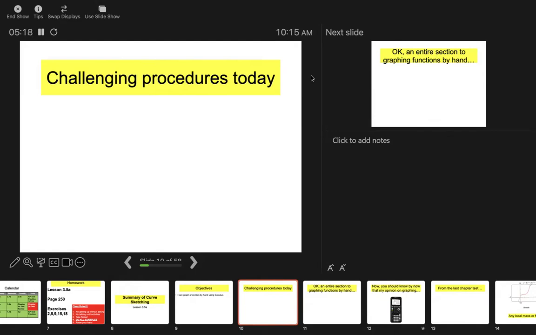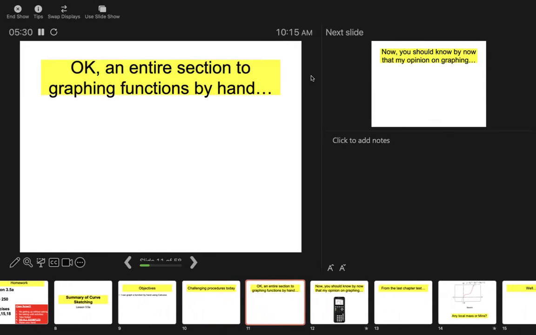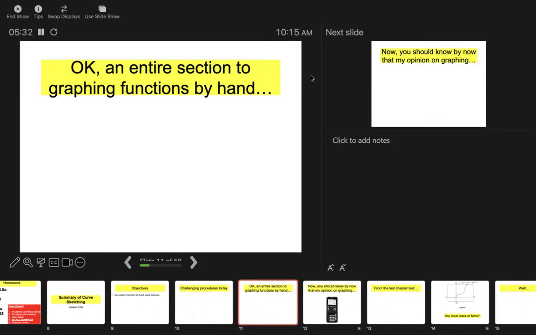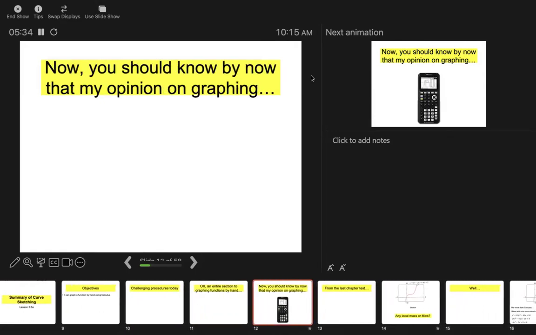And if you notice when I was teaching it, I made the comment a couple times, hey, we didn't really use any calculus when we did the sketch of the curve. We used more pre-calc skills. Well, now we're going to rely on our calc skills, right? So it's an entire section of graphing a function by hand.